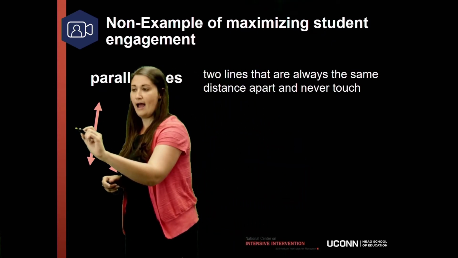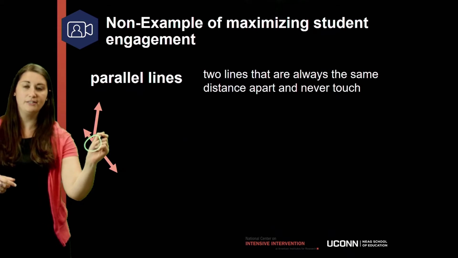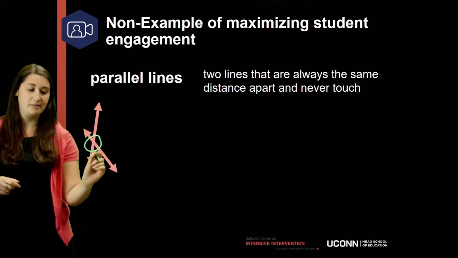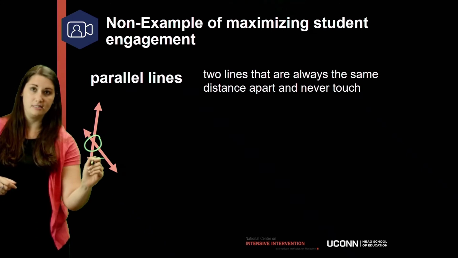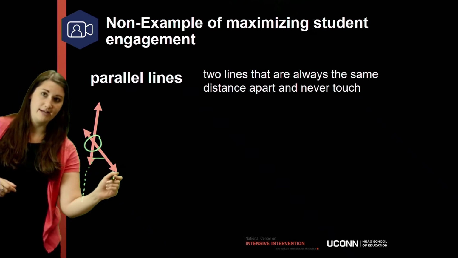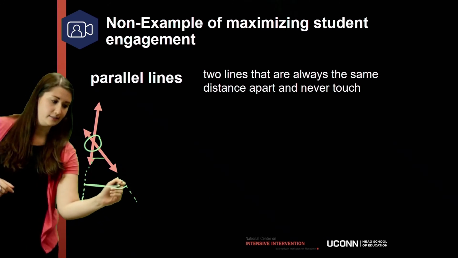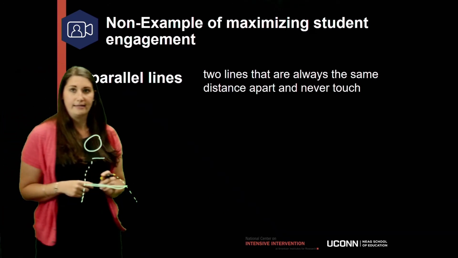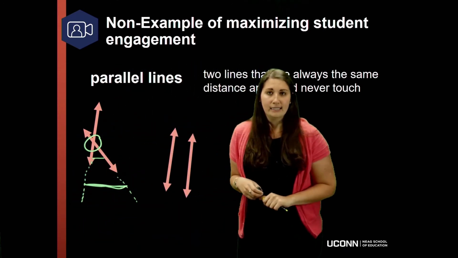Good, and Vivian described that they're not parallel because they cross, so they do touch, and they're not always the same distance apart. So right here, they are a smaller distance apart than they would be if we extended these lines. They would be a much larger distance apart if we extended the lines below. Good, Vivian, thanks. Let's try this one.